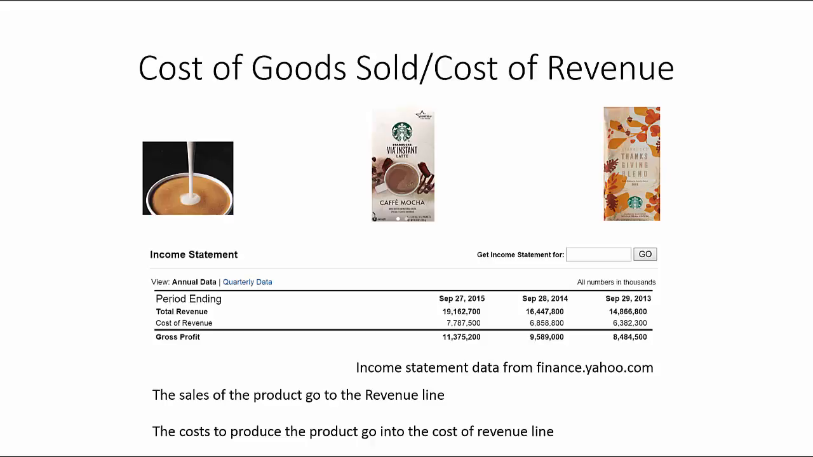Now, oftentimes you will see cost of revenue as cost of goods sold. Those are synonymous terms. So when you are looking at an income statement, I don't want you to be confused by the phrase cost of revenue. Cost of revenue just means cost of goods sold.